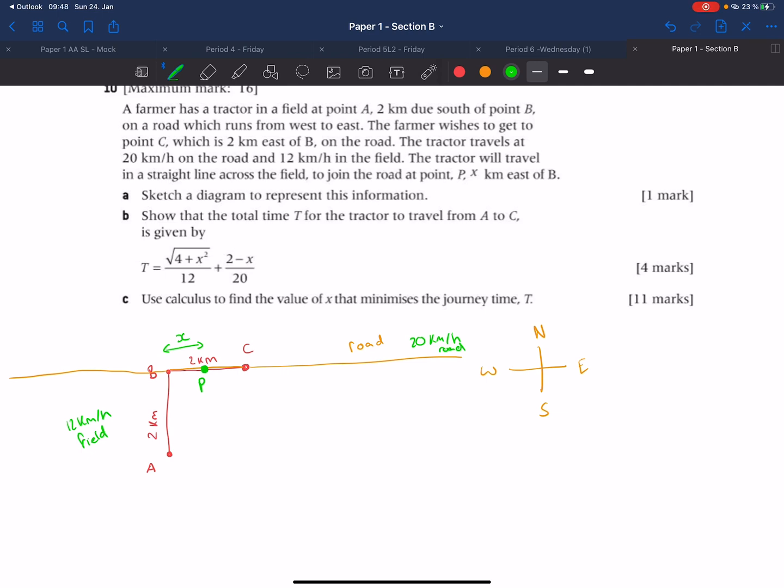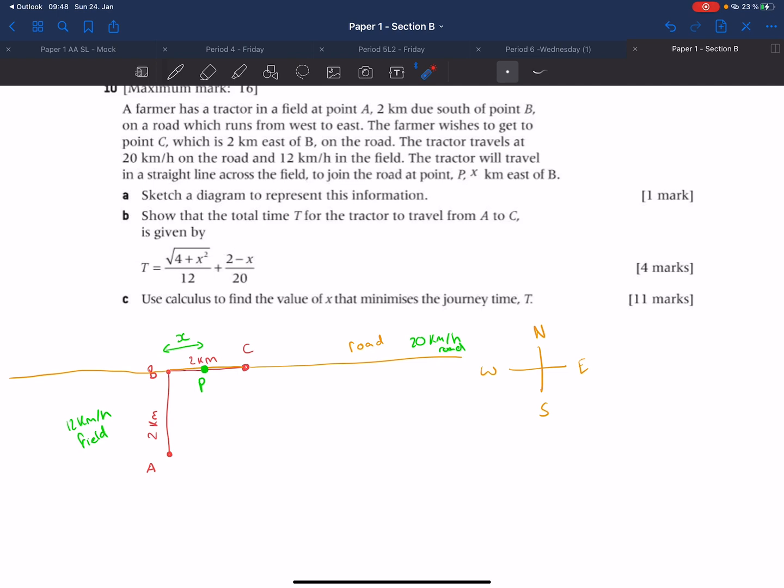The first question asks you to sketch a diagram of this information. Voila, I've already done it. You probably don't need the speeds here, but everything else, something looking like this would be appropriate. You also don't need your compass on here unless you want it.